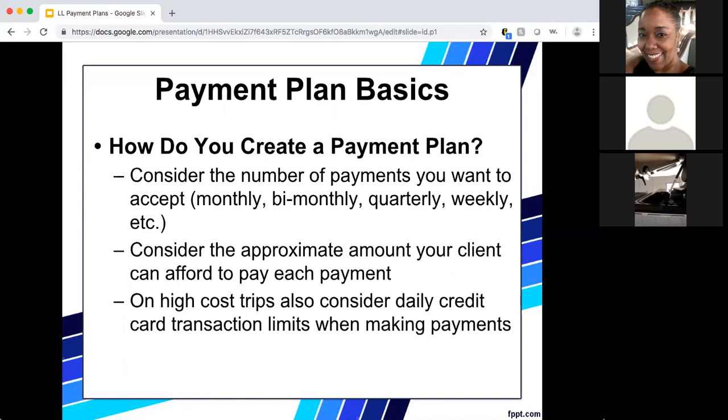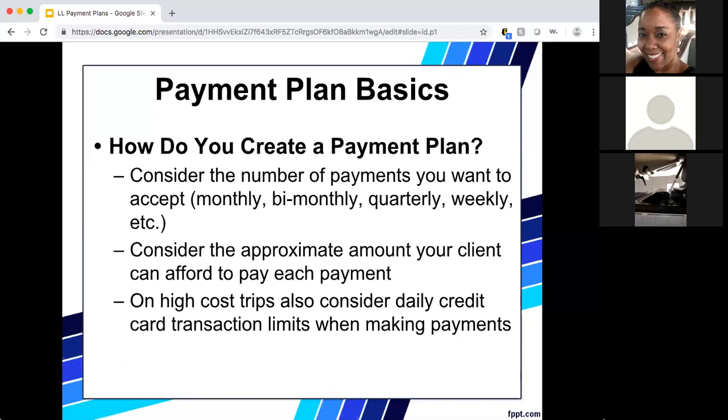Are you thinking about a monthly payment, bi-monthly, quarterly, weekly? Now, this is going to be contingent upon how far out they're booking. It also may be contingent upon the amount of the booking and things of that nature. So you want to consider the approximate amount your client can afford to pay, because often people are booking trips and maybe this is their first big ticket booking, and so they don't have all of it up front, and you want to make it manageable for them.